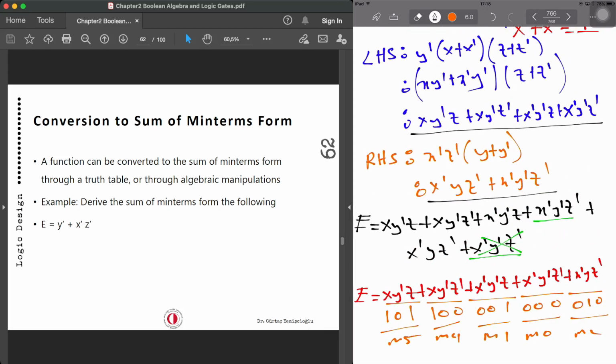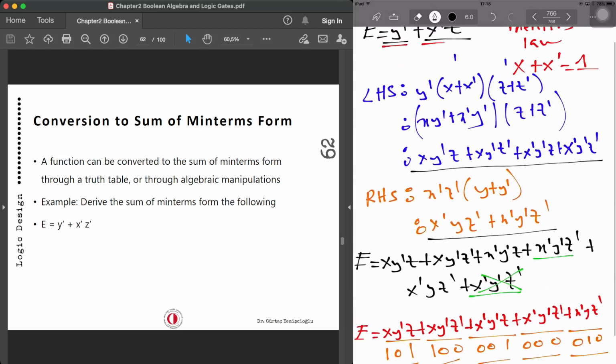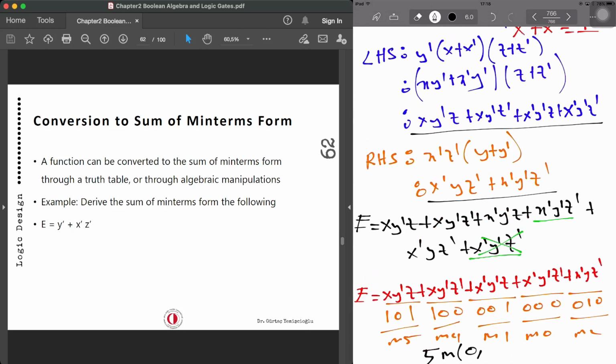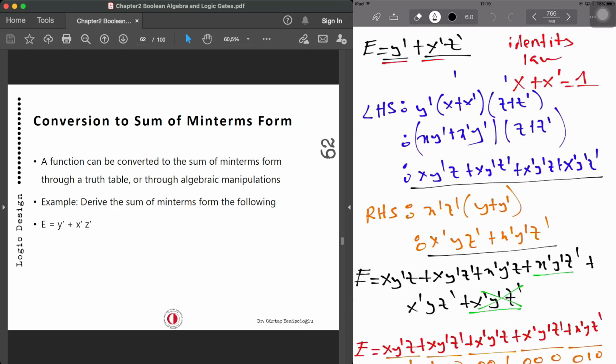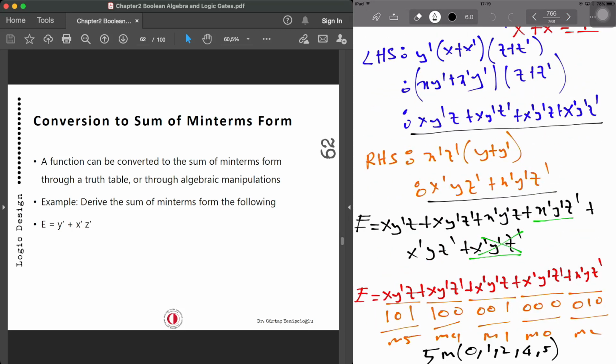So I can say that I don't have space over here, but I'll try my best to fit in. Some of the minterms are 0, 1, 2, 4, and 5. Okay, so I wrote 4 and 5 as 5 for both. So 0, 1, 2, 4, and 5. Now, if I check the truth table version, 0, 1, 2, 4, 5. So by using algebraic manipulation, I got the same answer. Okay, so include the missing variables, get rid of the similar ones, and write the expression. That's all you need to do.